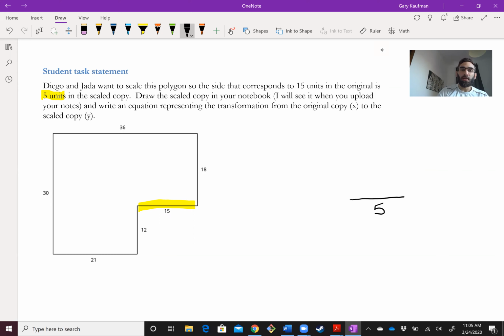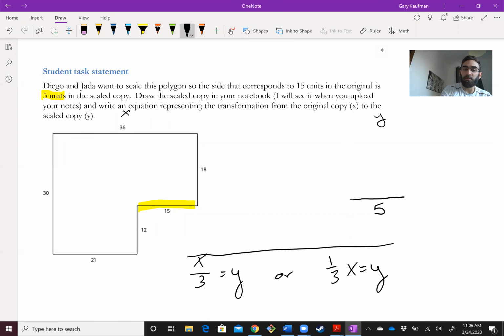So we're thinking, if this is my original, this is my x, my original, and I'm going to my y, what is happening? Well, it's x divided by 3 equals y. Or I could write it as 1/3 x equals y. Either of these are acceptable equations. You would discuss the scale factor, though, as whatever you multiply by. So the scale factor is 1/3.